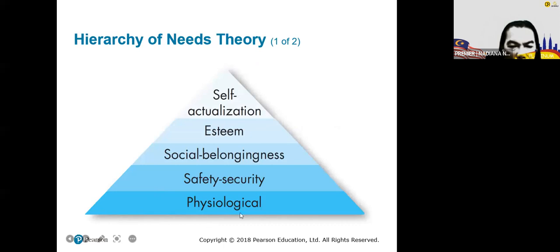People move from the bottom and go up to self-actualization. The very basic level is physiological. People need to eat, need shelter, and in terms of sexology, this reflects the physiological. Then move to safety, security, and then next is social belonging. They must be together with your community, and then esteem, self-esteem, and then last is self-actualization. That is the peak of the hierarchy theory of needs.